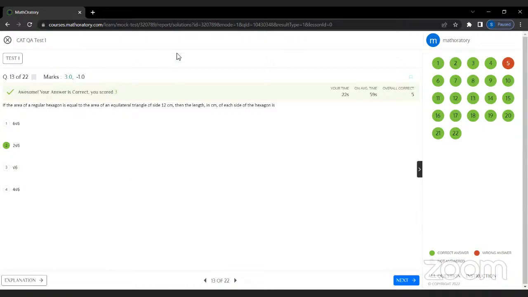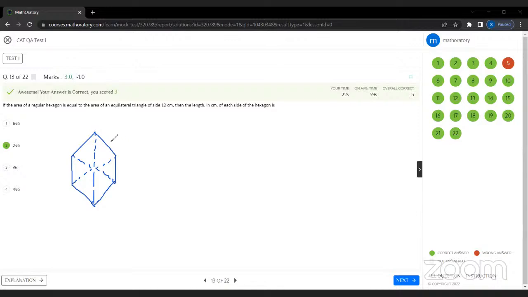This one is pretty simple. So the idea is that if you have a regular hexagon, I mean, this is what I explained in the first question also, right? If you have a regular hexagon, it can always be divided into 6 equilateral triangles. You can always divide a regular hexagon into 6 equilateral triangles.